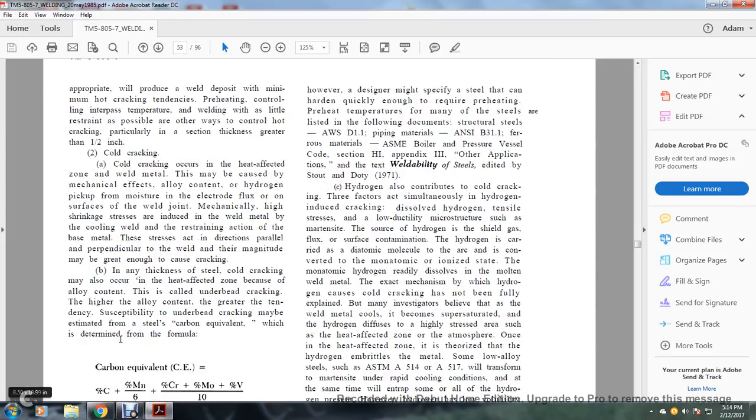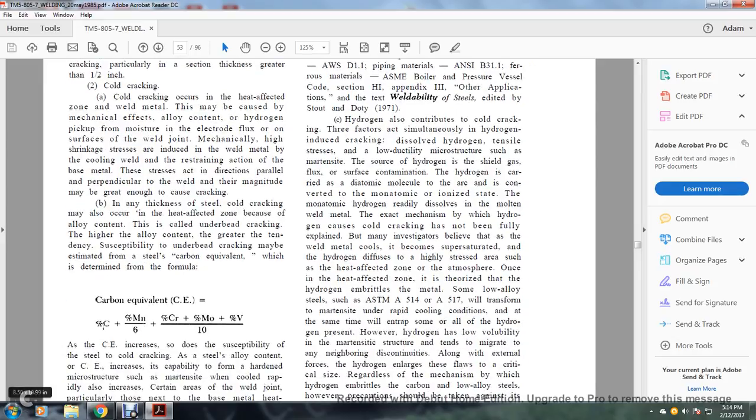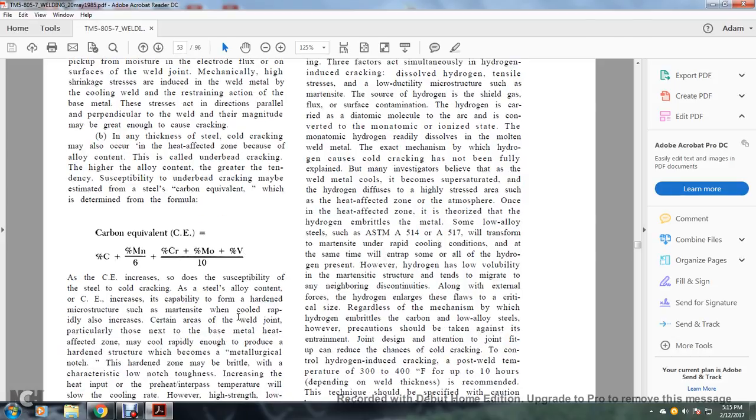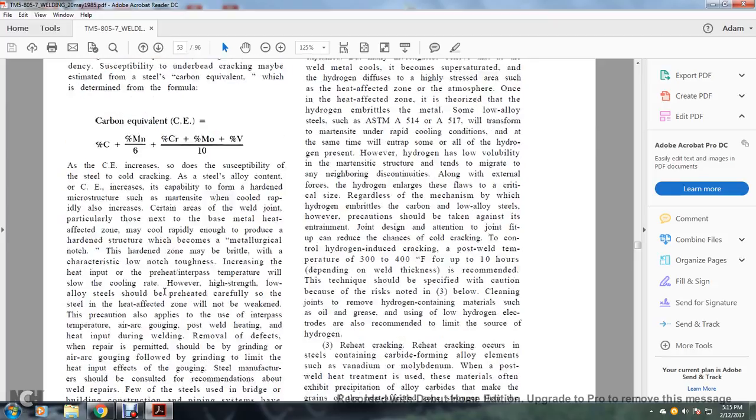In any thickness of steel, cold cracking may occur in the heat affected zone because of the alloy content, which causes underbead cracking. The higher the alloy content, the greater the susceptibility. Underbead cracking may be estimated with the steel carbon equivalent, which is determined with the formula: carbon equivalent is equal to percent carbon plus percent manganese over 6, plus percent chromium, molybdenum, and vanadium over 5, plus percent nickel and copper over 15.